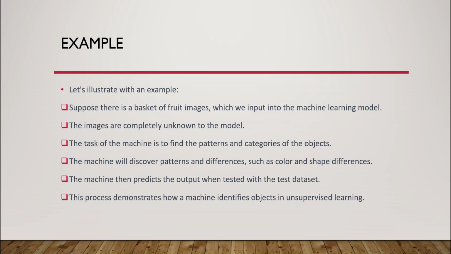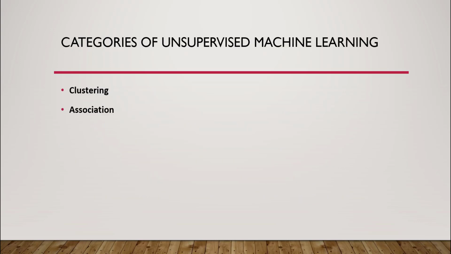The process demonstrates how a machine identifies objects in unsupervised learning. So what are the subtypes of unsupervised learning? There are two types: clustering and association.